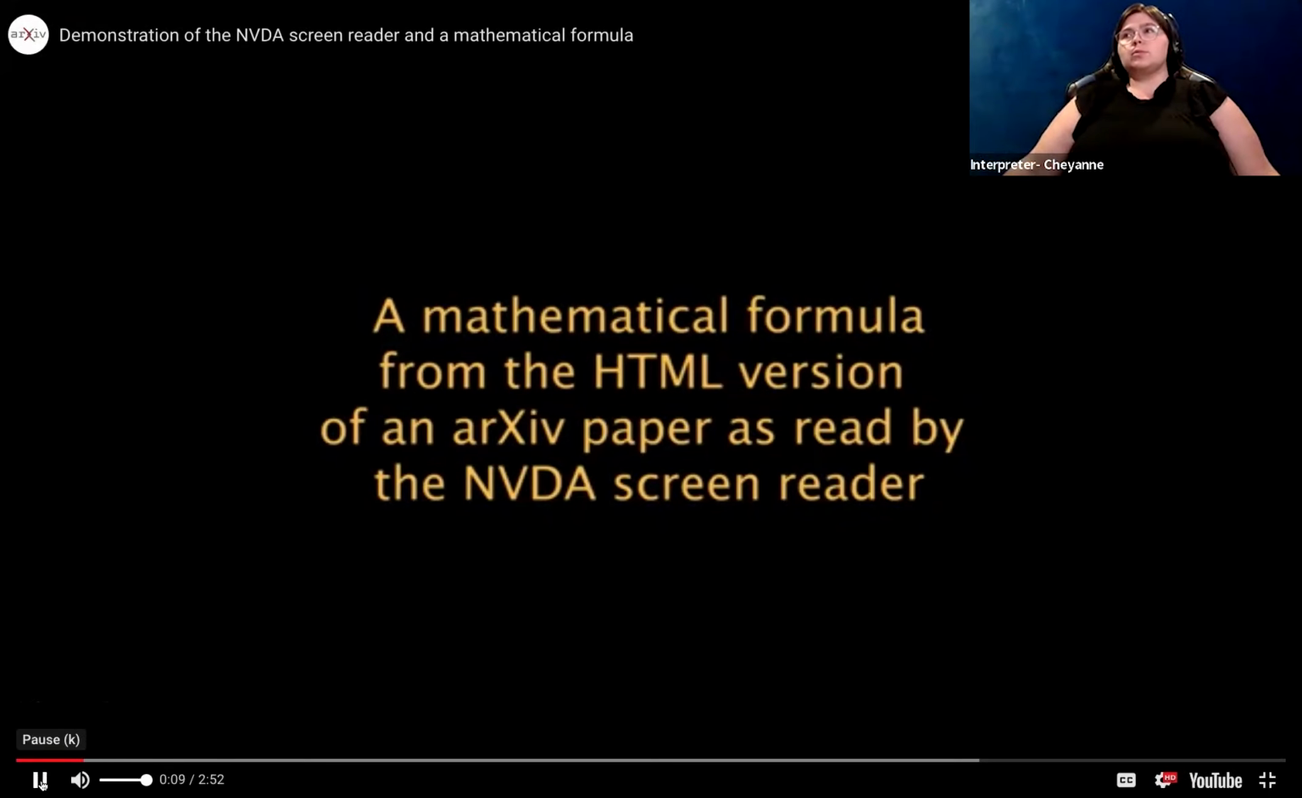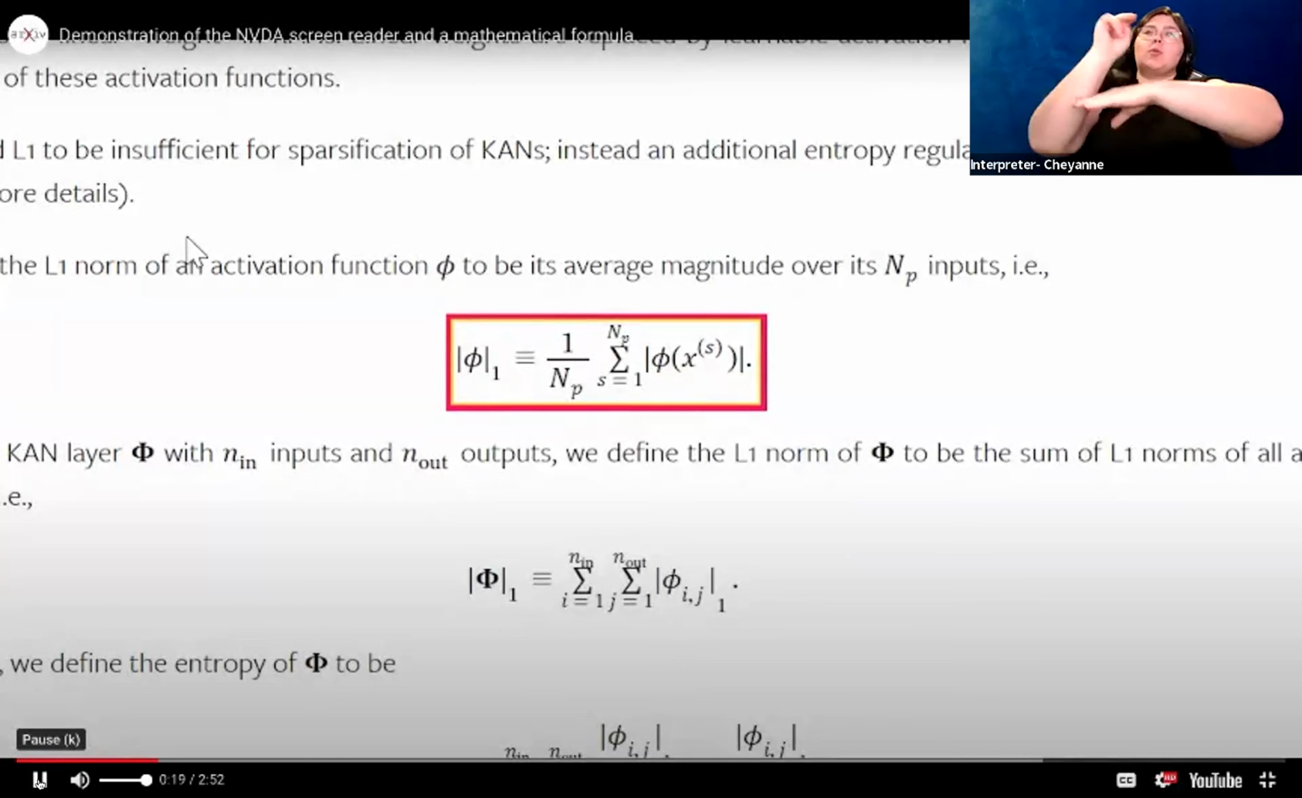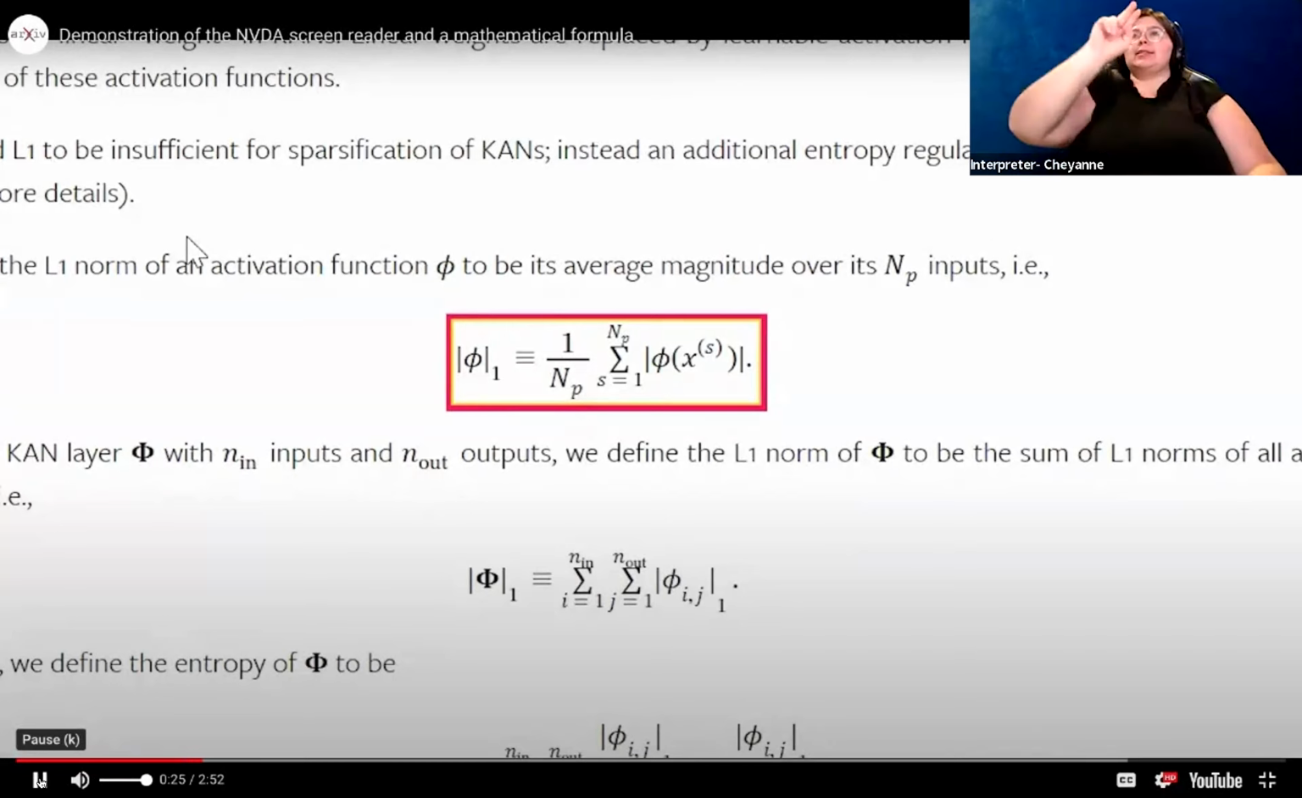The absolute value of phi sub 1 is identical to the fraction with numerator 1 and denominator n sub p. The sum from s equals 1 to n sub p of the absolute value of phi open paren x raised to the open paren s close paren power close paren.